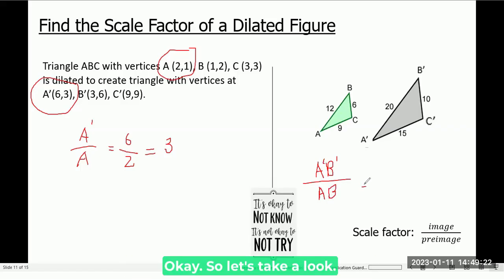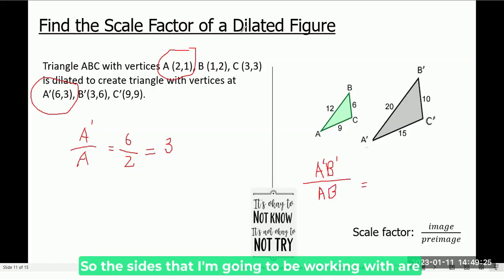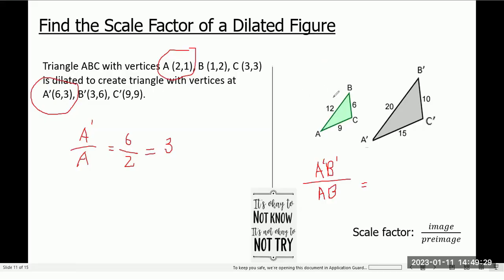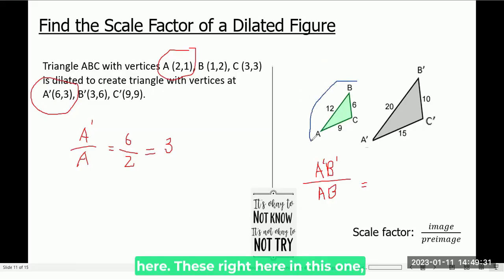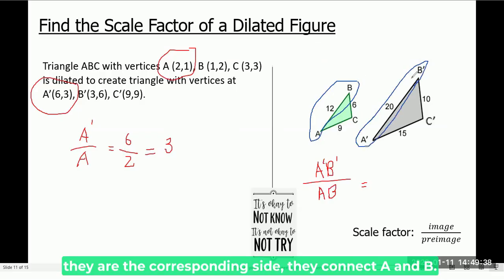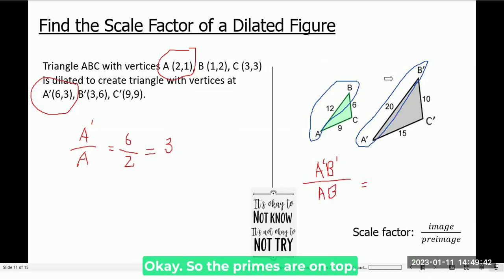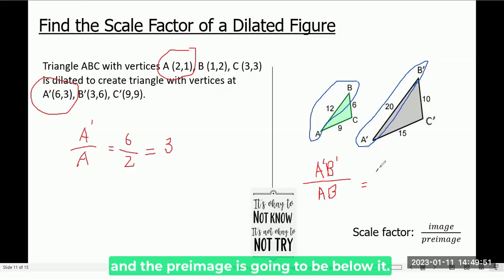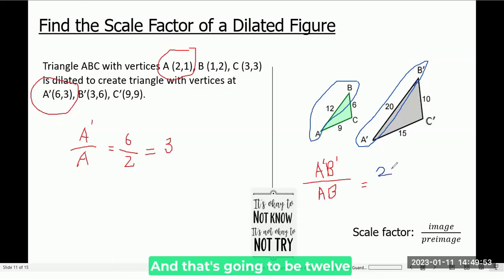So let's take a look. The sides that I'm going to be working with are here, these right here, and this one, because they are the corresponding sides. They connect A and B, okay? So the primes are on top. The image is on top, so that's going to be 20. And the pre-image is going to be below it, and that's going to be 12.